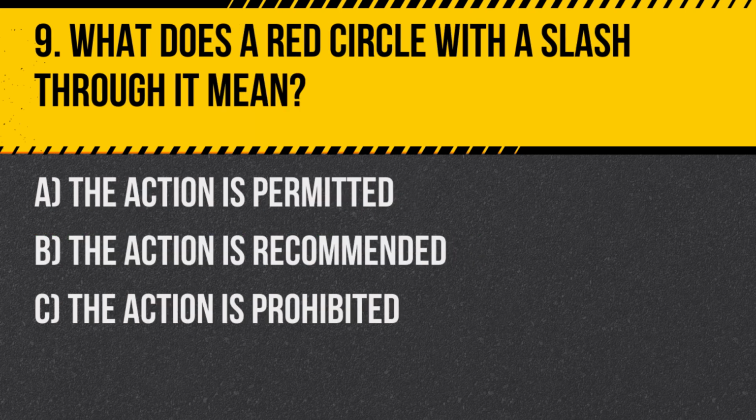Question 9. What does a red circle with a slash through it mean? A. The action is permitted. B. The action is recommended. C. The action is prohibited. Answer. C. The action is prohibited. This sign is used to indicate that a specific action or behavior is not allowed.